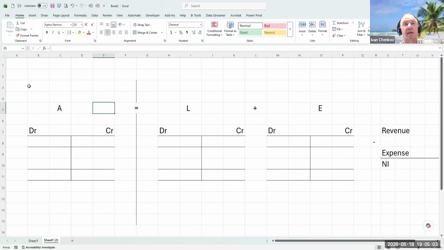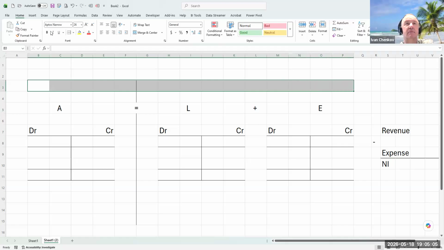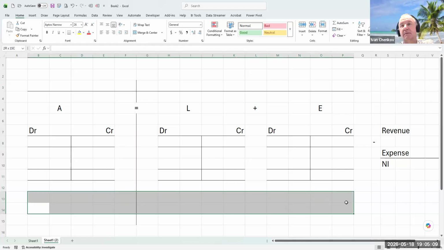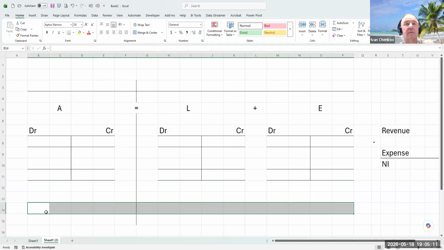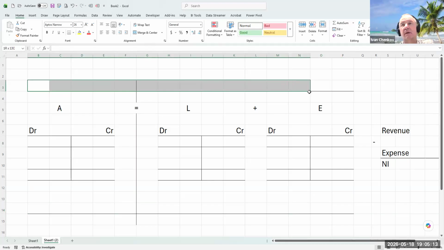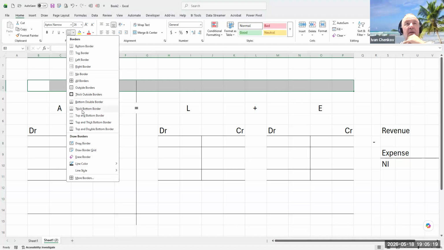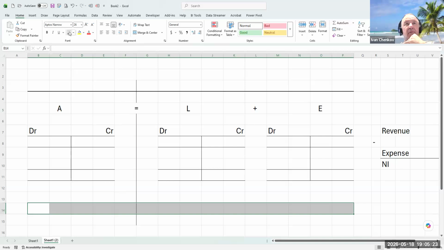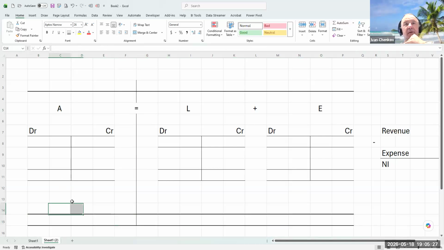And make it look like a T account, like this. Now I can see it looks like one ginormous big T account, isn't it? Let me get it thicker. This, and there will be one line here.